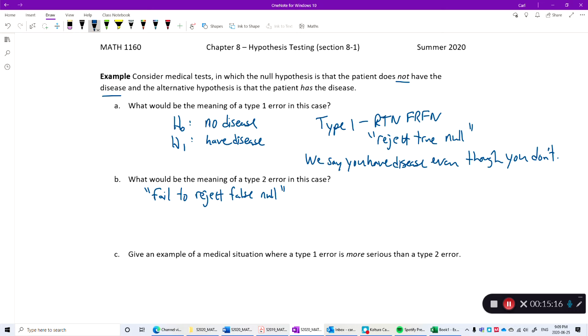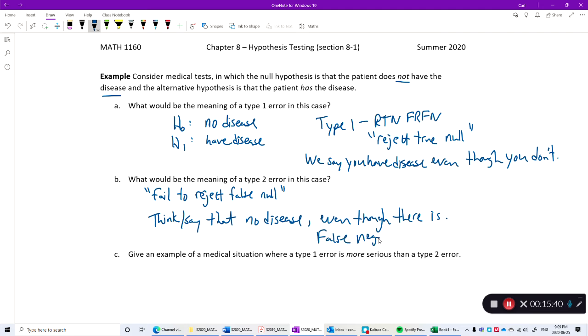So we think or say that there's no disease. We continue to say that there's no disease, even though there is. You do have a disease. So that's the false negative, and this one is the false positive.